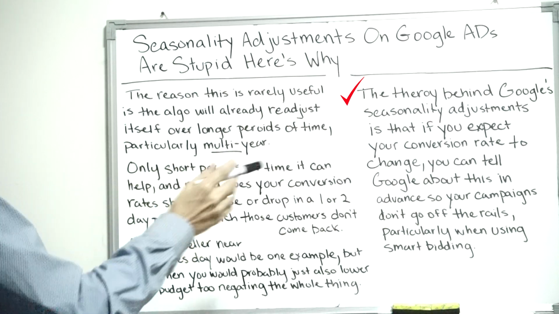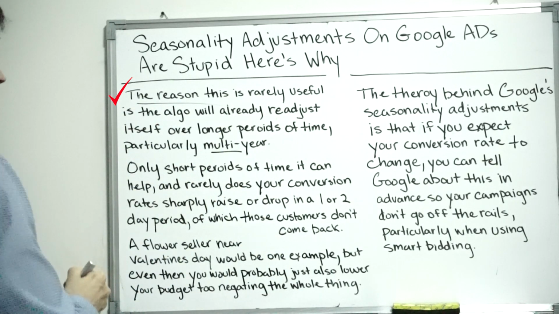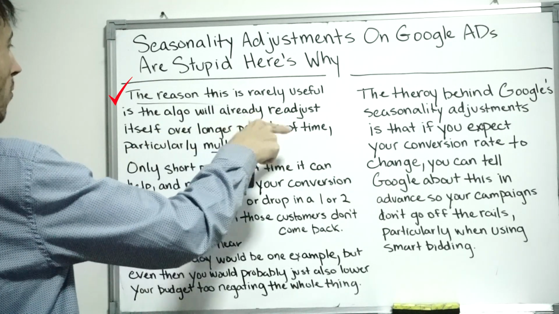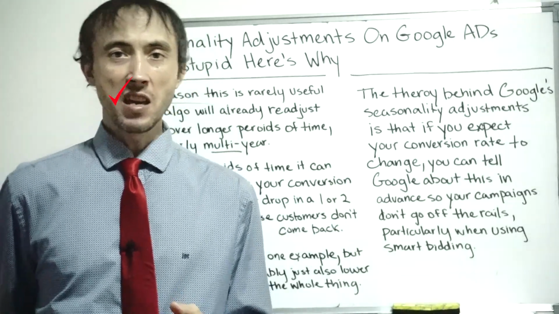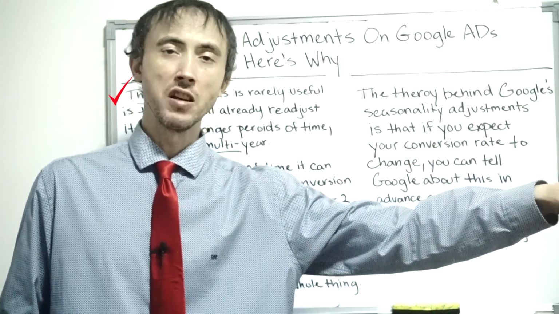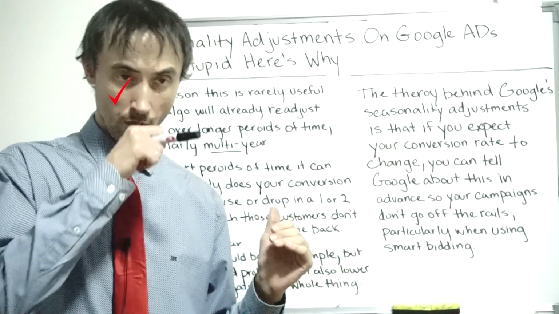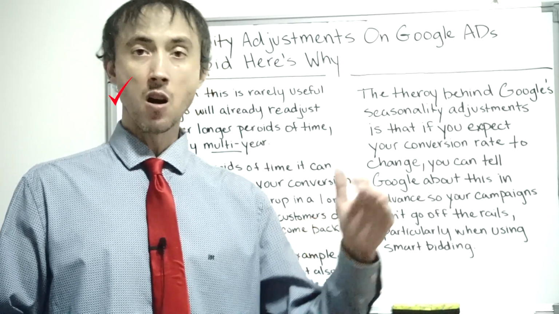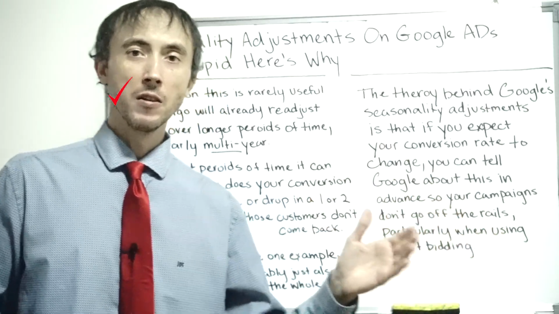So anyway, going back into seasonality adjustments specifically, the reason the seasonality adjustments feature on Google Ads is rarely useful for this kind of thing is that the algorithm just readjusts itself over a longer period of time, particularly multi-year. After a week of poor conversion rates, the algorithm is already going to recognize that your conversion rates aren't as good, so it's already going to adjust. So if you say, normally after December 20th my sales conversion rate goes down, ultimately Google would have figured that out by December 27th anyway, so why did you even do it?